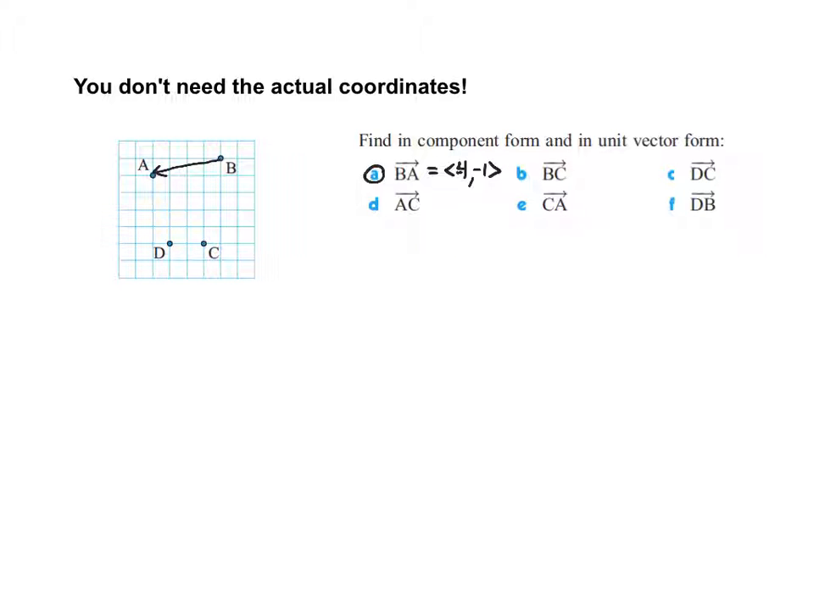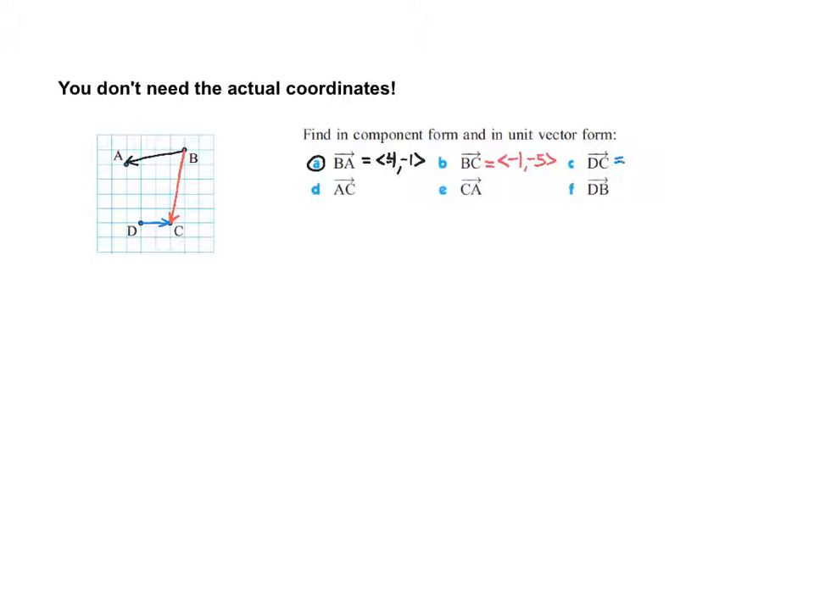If I wanted to get from B to C, I go 1 to the left and down 1, 2, 3, 4, 5. So that would be the vector what? -1, -5. Good. Then DC would just be 2, 0. If I want DC, that's going to be the vector. I go 2 to the right, so it's +2. And I didn't go up or down at all, so it's 0 for my vertical component.